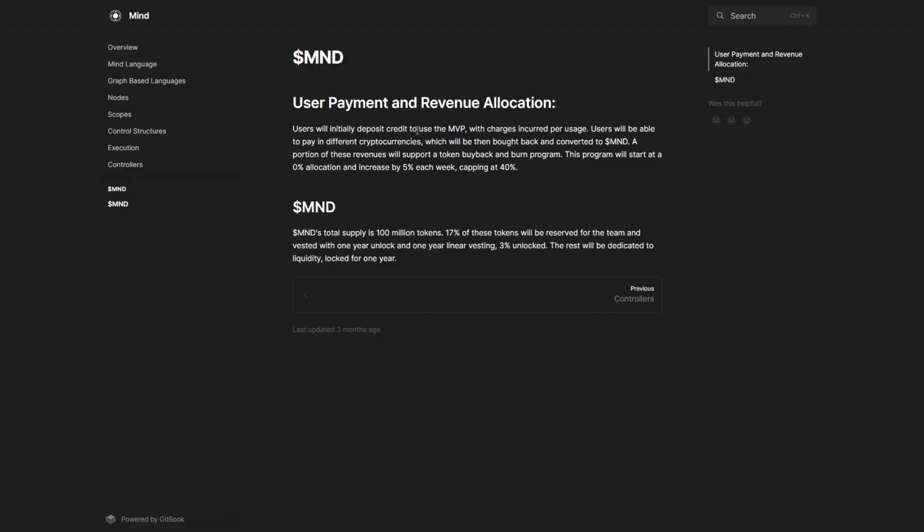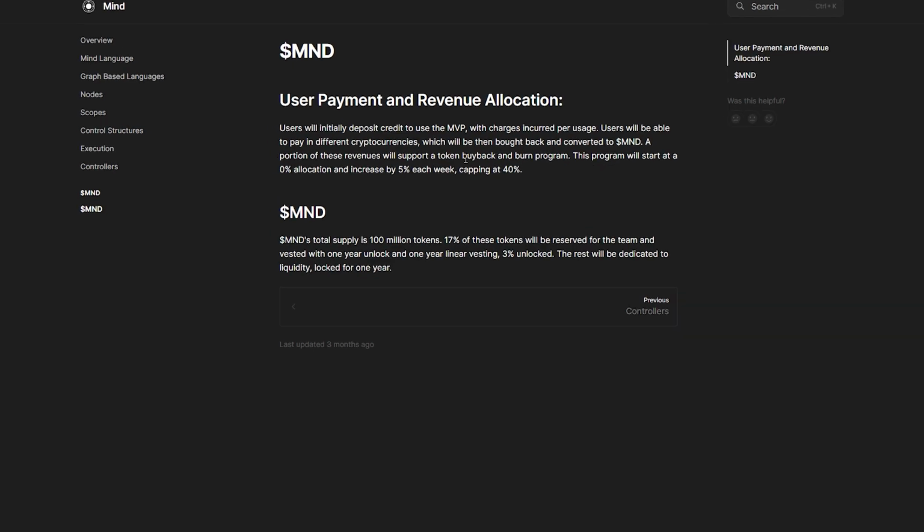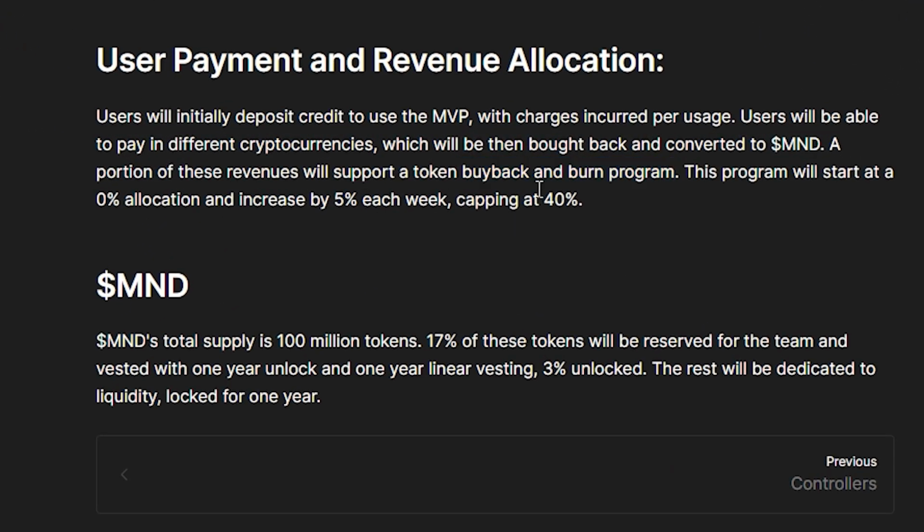Then any of the tokens that you do use to purchase an upgraded feature or service within the website, a portion of those tokens are going to be bought back and burned.